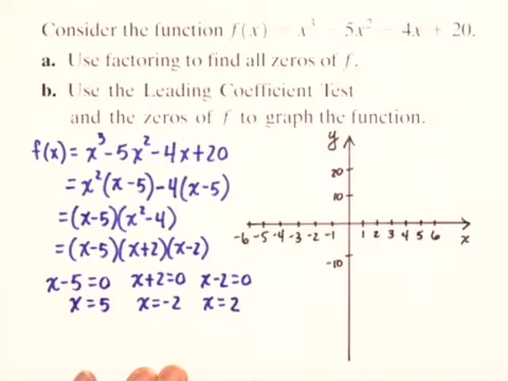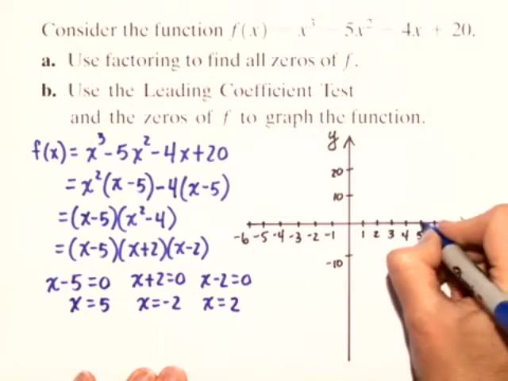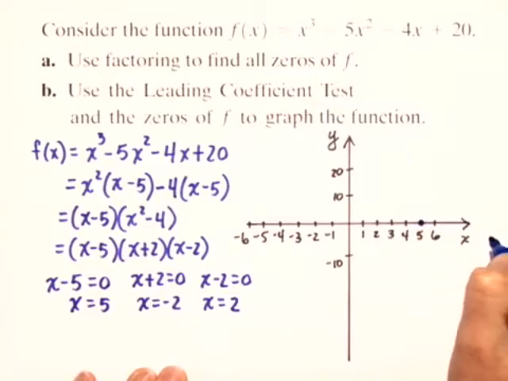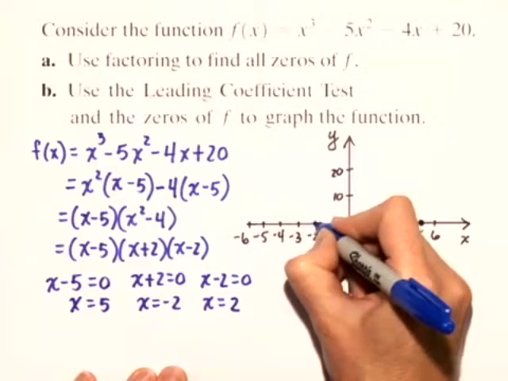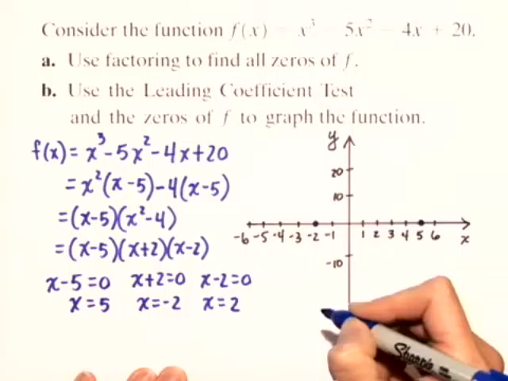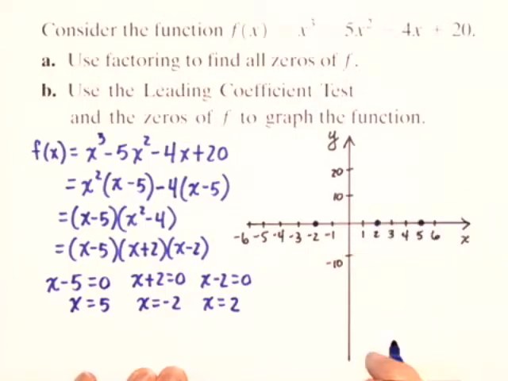So let's go ahead and just plot those points before we go on. We know that x equals 5 is a 0, so that's an x-intercept. x equals negative 2 is also a 0, and x equals positive 2 is a 0 as well. Now, that was part A. In part B, we want to use the leading coefficient test and the zeros of f to graph the function.